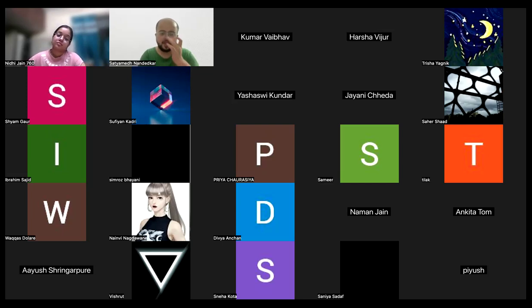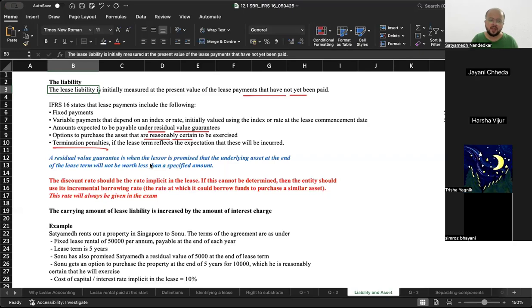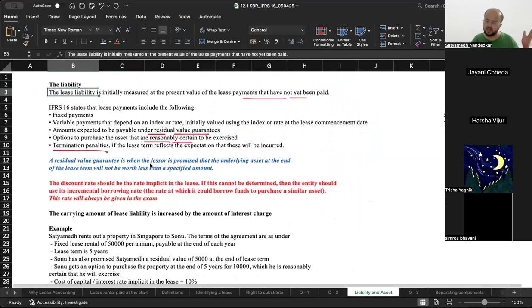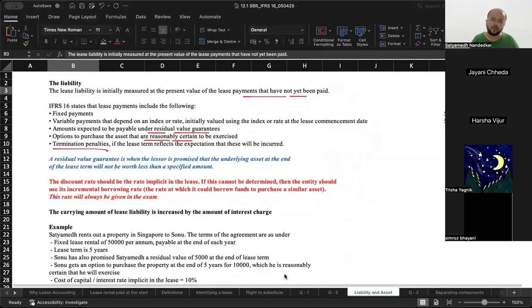Let's have you read this quickly. How to calculate liability, how to calculate right of use asset and everything. Okay? Start reading from the top.